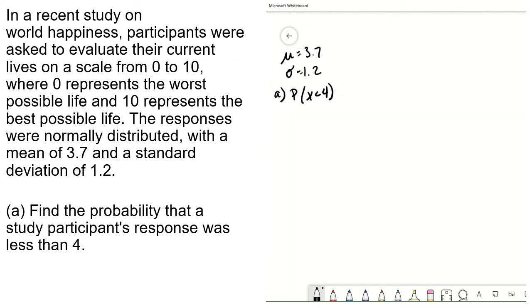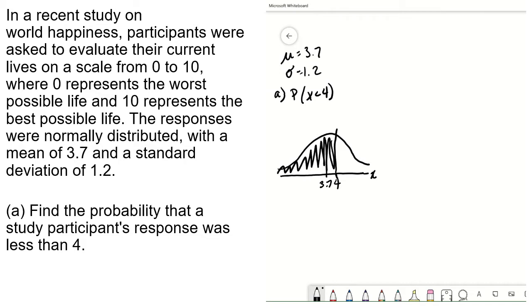So if we were to sketch our distribution, we know that it has a mean of 3.7, so 4 is going to be something above that, maybe here. And we want the less than, so we want this side. Okay. This is currently in x's, and so there's two approaches you can do.